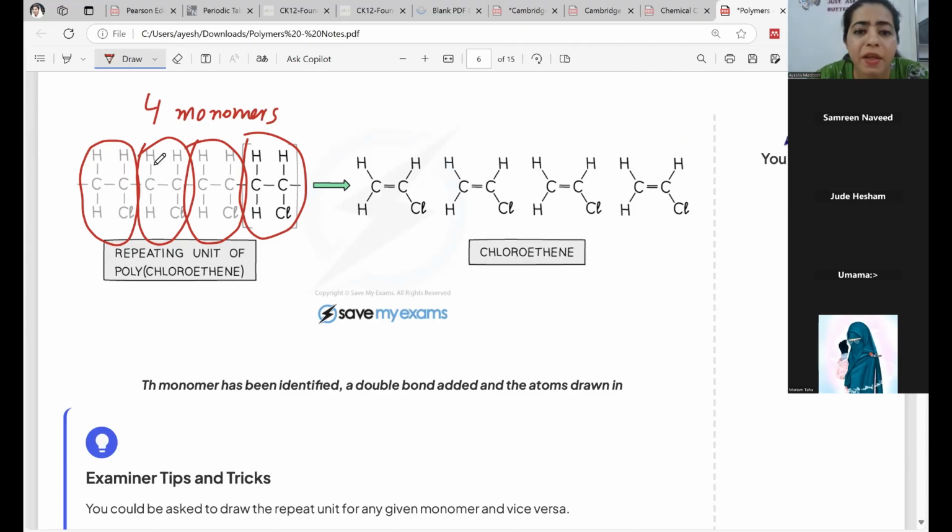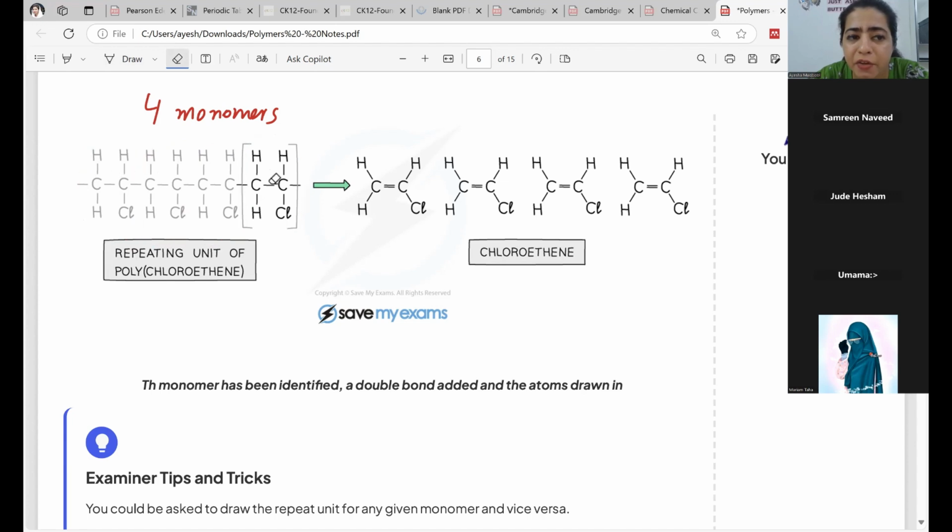Then take any part. From these 4, you can take the first, second, third, or last, any of your choice. No problem. Let's say we take the last one. Take the last one and put the bracket as your rough work. This is the part which has to repeat again and again. It can be the first, second, third, any part. This part in the bracket is just repeating 4 times over here.